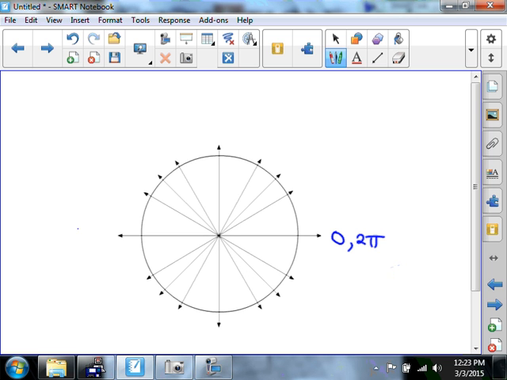So we said over here is pi, and now's the time where we got to be good with fractions. What's halfway between 0 and 1? 1/2. Now keep in mind there is pi on the side.